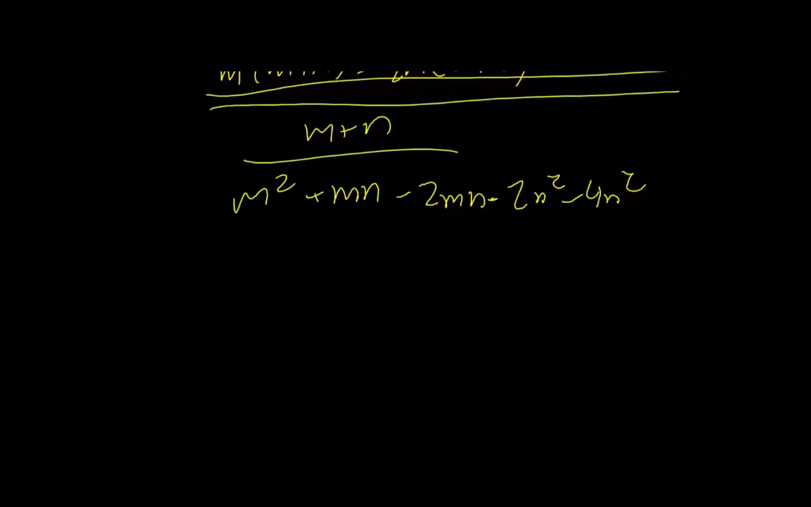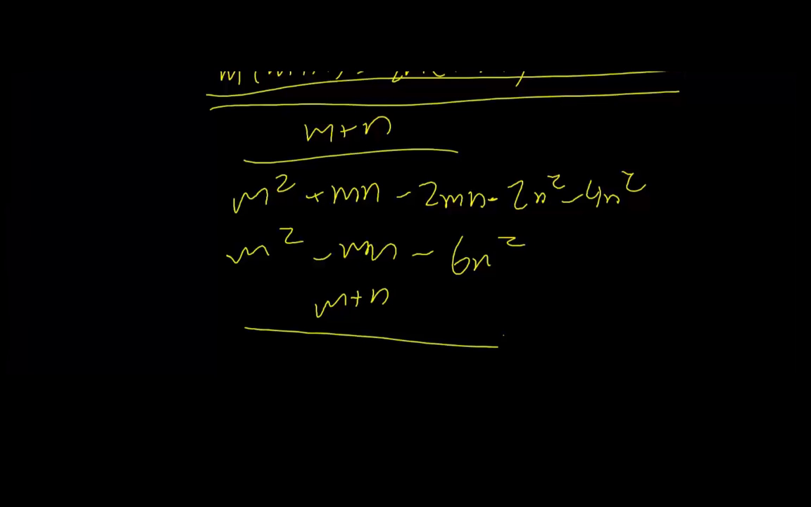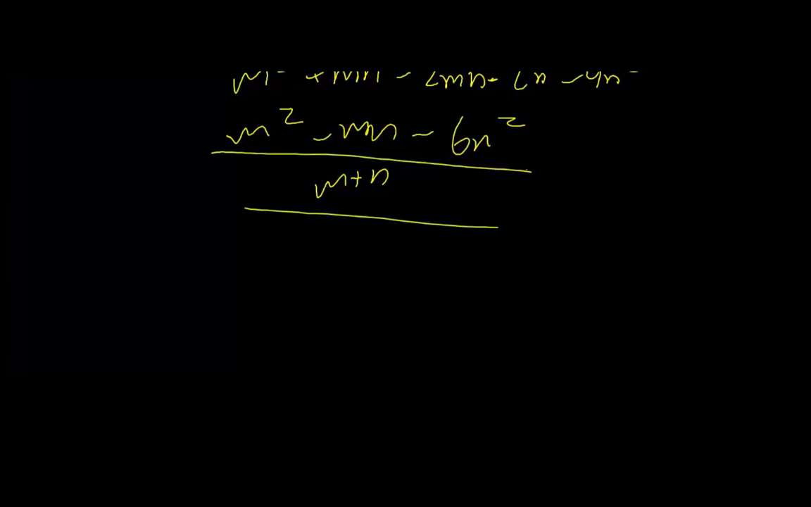Collect the like terms. So m squared stays the same, there's nothing to counteract that. m plus mn minus 2mn, that's negative mn, minus 6n squared. Collect like terms once again, leaving us with m plus n over, and we can actually factorize this into two terms right here.